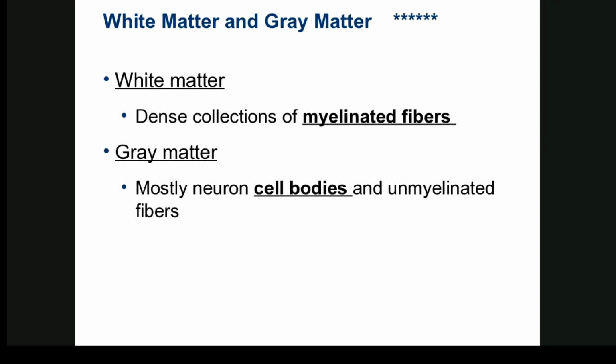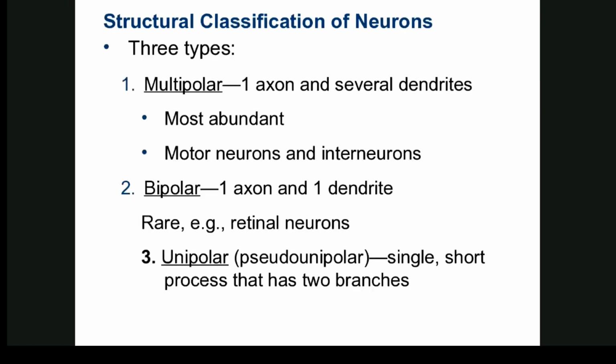Now, since myelin is white, white matter is made up of myelinated fibers, myelinated tracts in the central nervous system. In the peripheral nervous system, it's going to be myelinated nerves. Gray matter is nerve cell bodies. This is where the thinking and deciding take place.